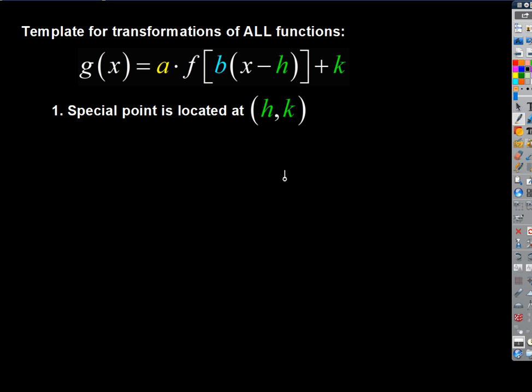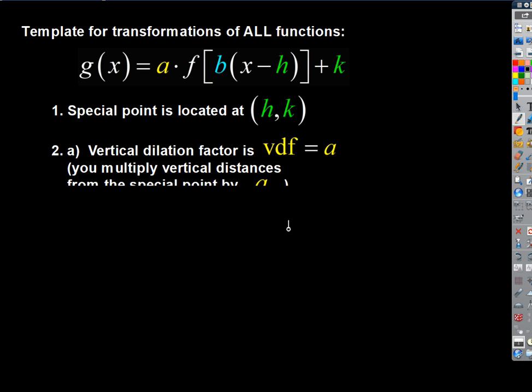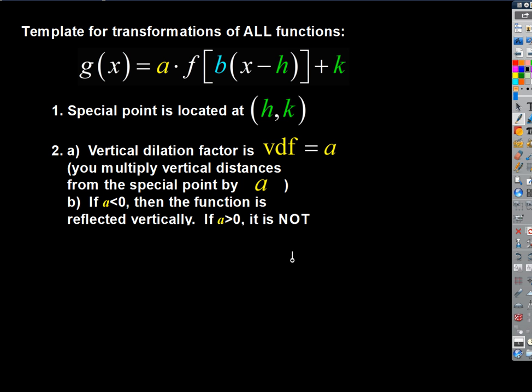Dilates. Okay, and so the vertical dilation factor is just A. So if we want to stretch the function by a factor of 2, then A equals 2. It's real simple, right? The vertical stuff is simple. We know that if A is negative, it's reflected vertically, right?